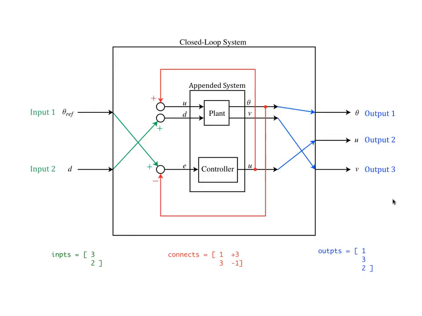All that really remains is to call the connect command. The syntax for that is shown here. We're calling the connect command. Its input arguments are: the first one needs to be the appended system, the second one needs to be the connects matrix, the third one needs to be the inputs vector, and the last one the outputs vector. It creates a dynamic system object that in my append.condemo.m file I've chosen to call closed loop.